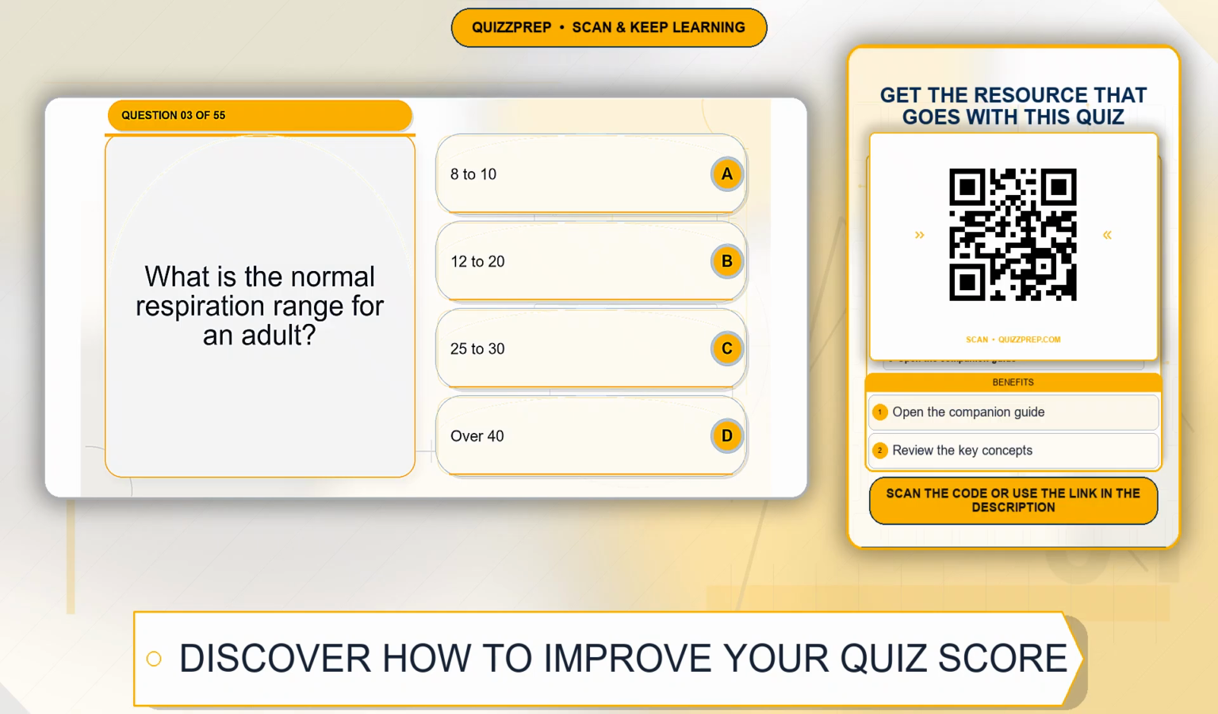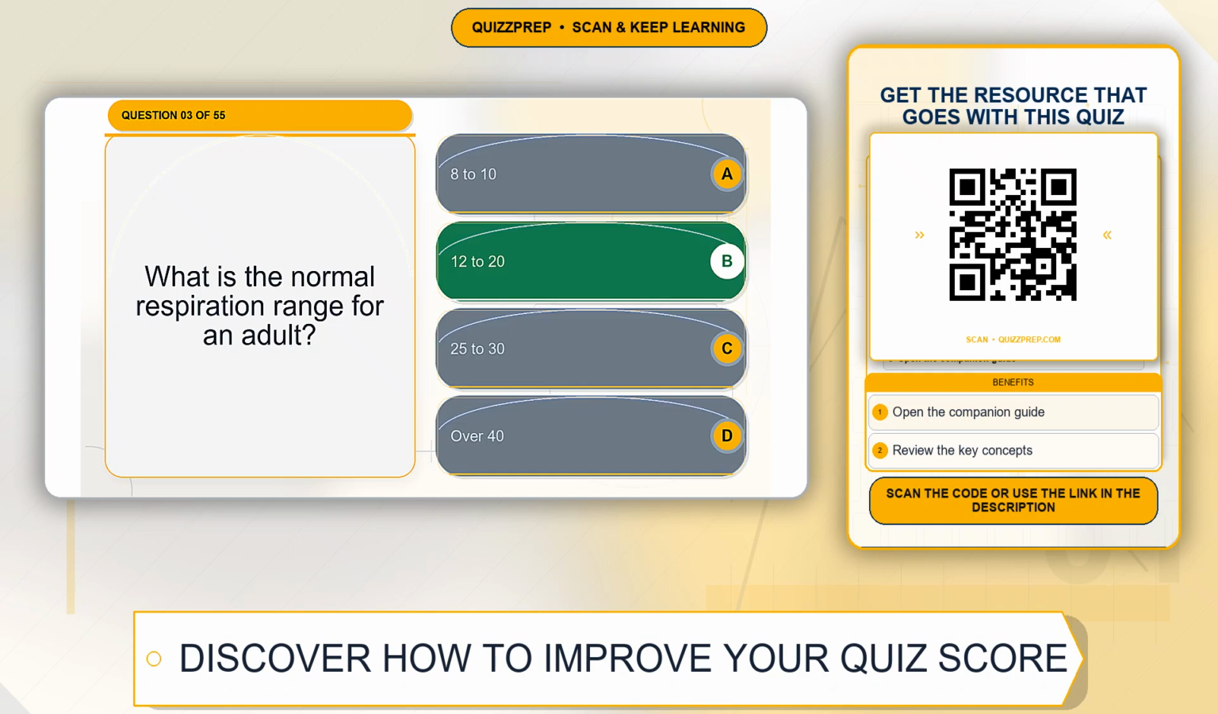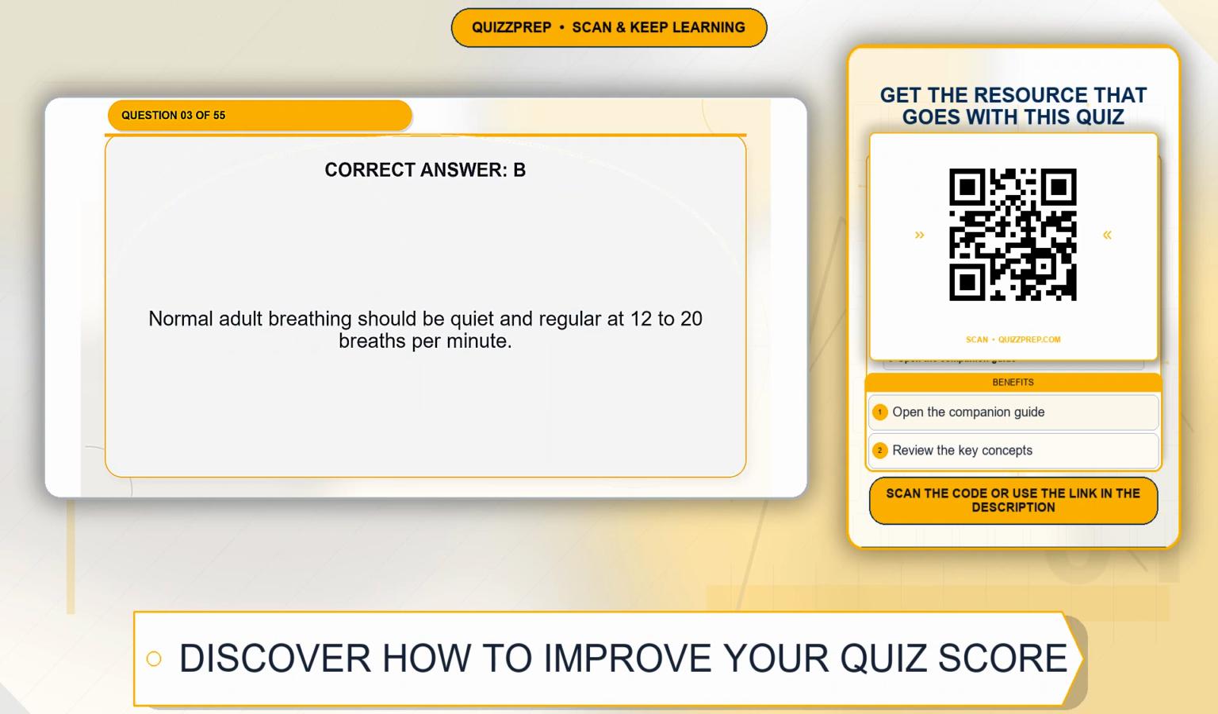Question 3. What is the normal respiration range for an adult? Option A, 8 to 10. Option B, 12 to 20. Option C, 25 to 30. Option D, over 40. The correct answer is option B, 12 to 20. Explanation. Normal adult breathing should be quiet and regular at 12 to 20 breaths per minute.